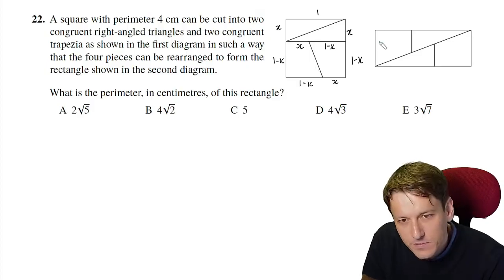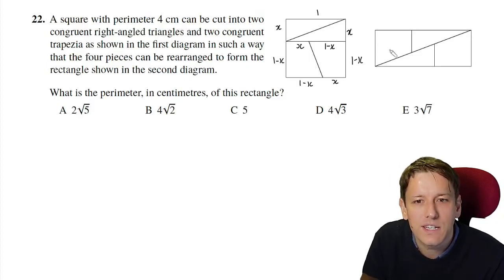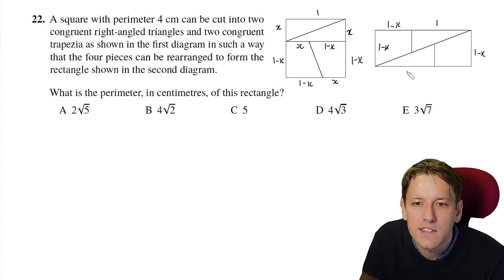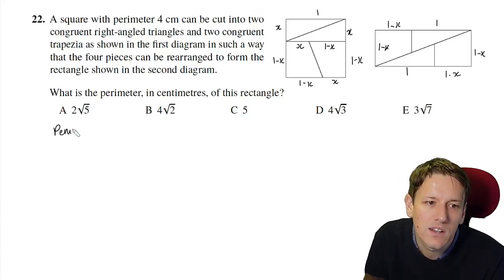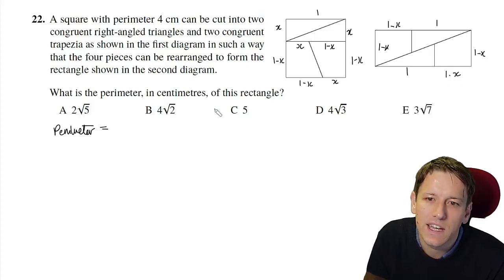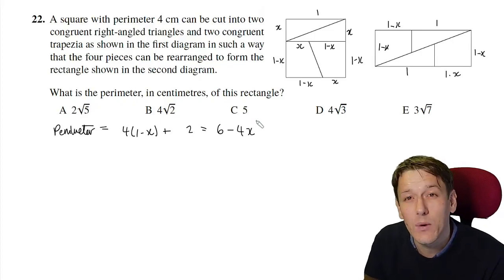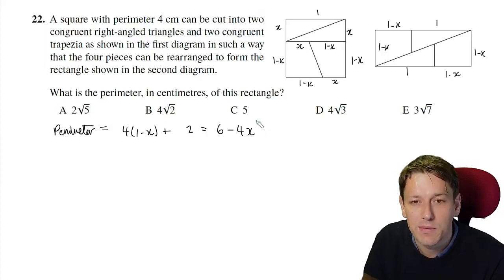so I've got every part of that labelled. So I can also go through the rectangle and do the same thing. Well, this must be 1 minus x, this must be 1 minus x, this is 1, this is 1 minus x, this is 1, and this is 1 minus x. So the perimeter in terms of x is just going to be all of these added together. So I've got 4 lots of 1 minus x and then 2 1s. So that gives me 6 minus 4x.